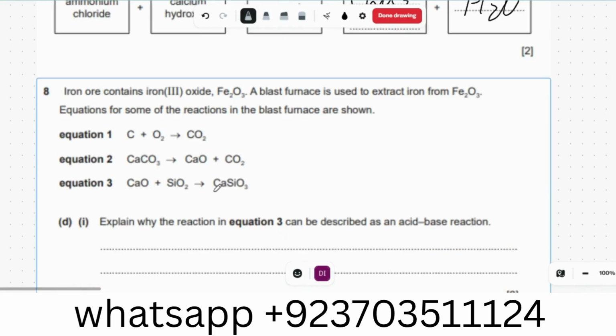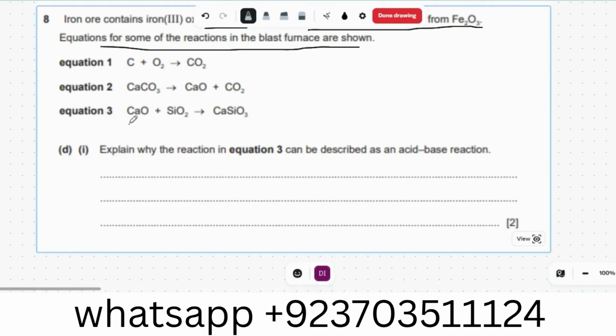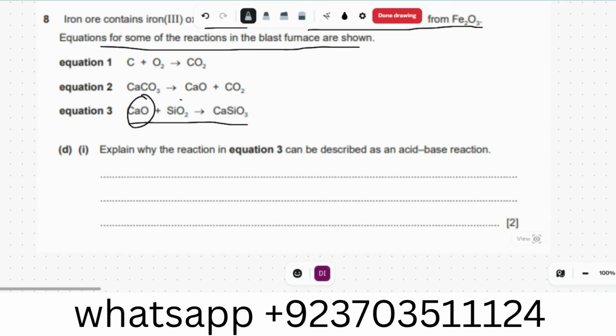Question number eight. Iron ore contains Fe2O3. A blast furnace is used to extract iron from Fe2O3. The equations of the reactions are shown. Why does equation 3 show that it is an acid base reaction? Because CaO is a base and this is an acid. So whenever a base reacts with an acid, it gives us an acid base reaction. That's all about it.